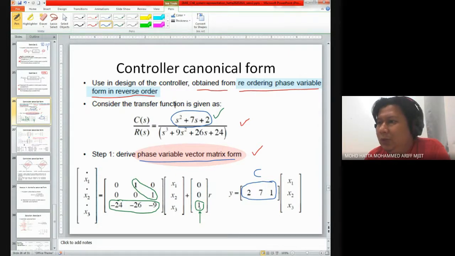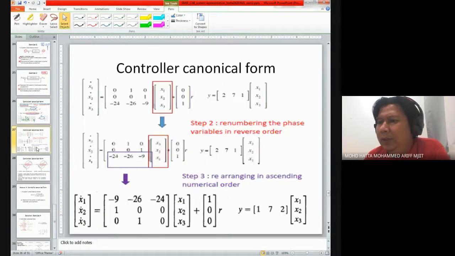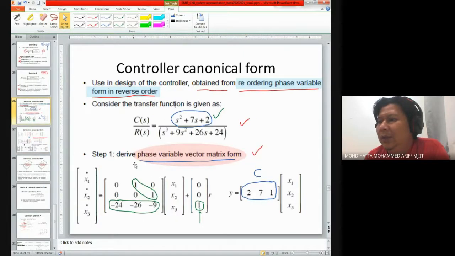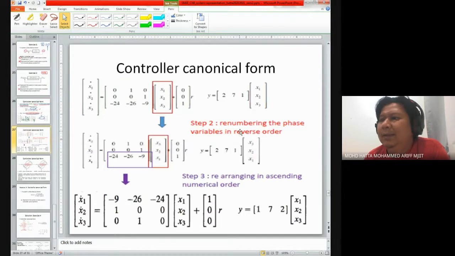Okay, for controller canonical form, as I said just now, we try to reorder this phase variable form. So how do we reorder it? The first step, of course, is to derive this transfer function into a phase variable matrix. The second step is to renumber the phase variables in reverse order.